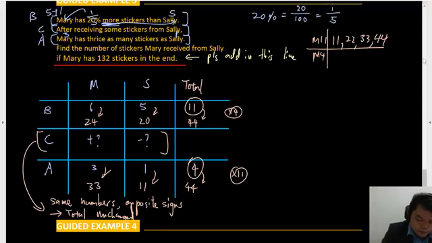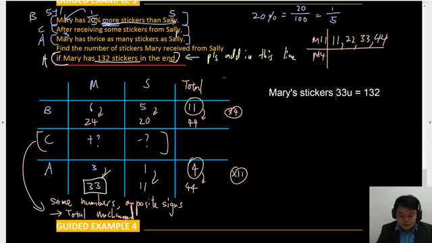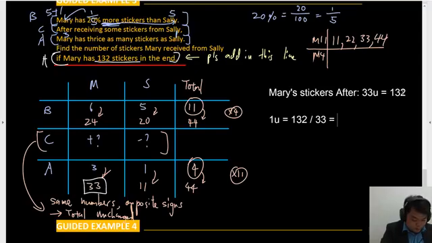To do this, I can see that Mary has got 132 stickers at the end. This is also the after. So I can say that these 33 units must be this 132. So Mary's units is 33 units, which is also that 132. So we say that 33 units is 132. We formed that connection already, and now you can find out the value of 1 unit. That would just simply be 132 divided by 33. That will give you 4.